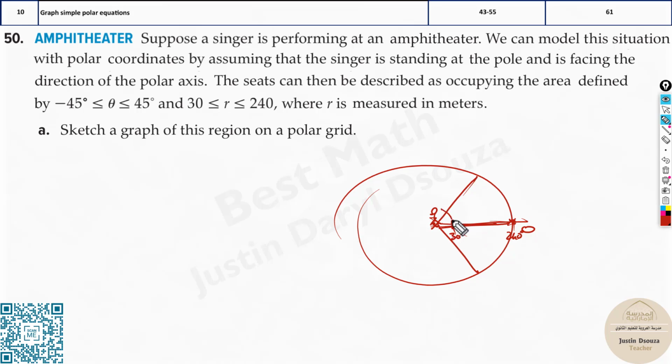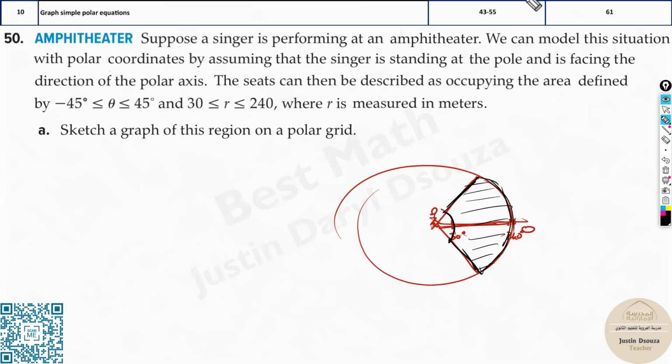So I drew this wrong. It should be, I'll just change the color here. See, this and this sector. This is the region with the seats. I hope that's clear. It's from 30 to 240. So these are the sectors. All these regions have the seats covered.